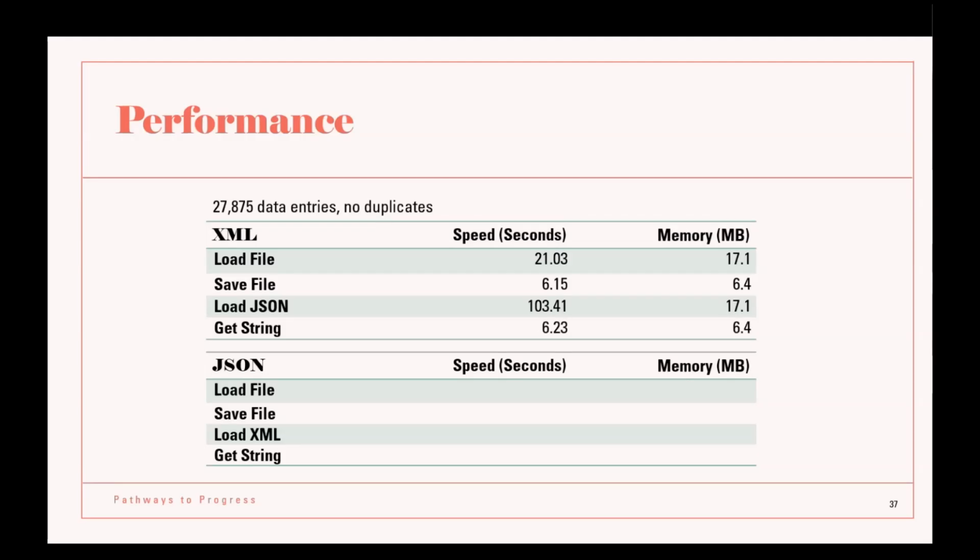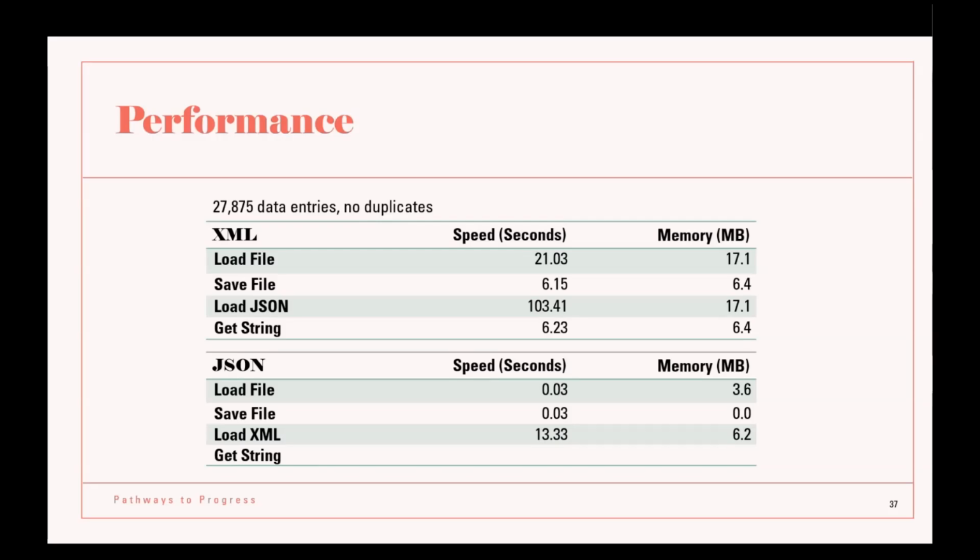Getting the XML data back as a string took about 6 seconds and 6.4 megabytes of memory. So let's look at the new JSON object. To load from the JSON format of the exact same file, it only took 0.03 seconds and 3.6 megabytes of memory. Saving the JSON object to a file also only took 0.03 seconds and doesn't use any memory.